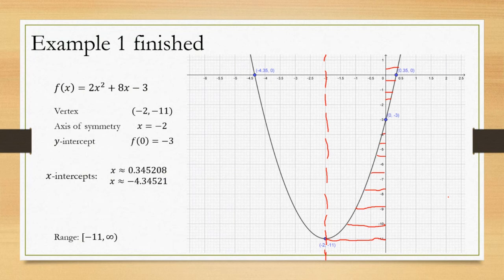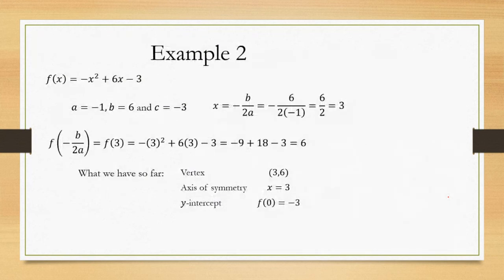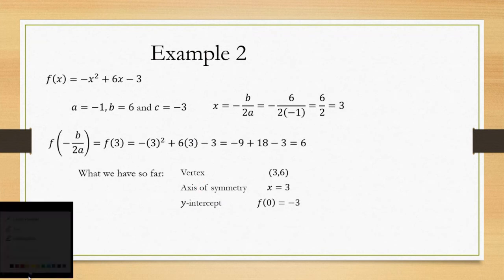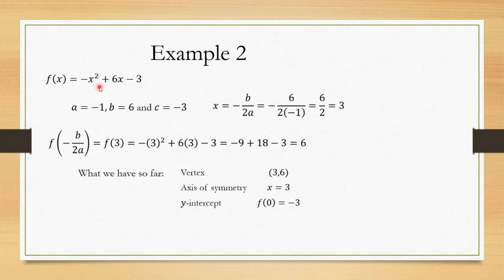Okay. All right, so let me start at least the next example. So we have a different one, as you can see: negative x squared plus 6x minus 3, right? Okay, so what's a, b, and c in this case? Well, again, a is the coefficient of x squared, right? B is the coefficient of x. So a is negative 1, b is 6, and c is minus 3.